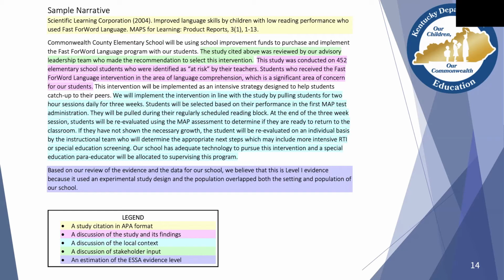So a really good thing to do, and something that a lot of people do when they turn these narratives in for maybe their turnaround plan or a CSIP, is to go ahead and color code them yourselves. It does help you see what you've done and that you've accomplished what you need to, but it also helps the person reviewing it to see it.